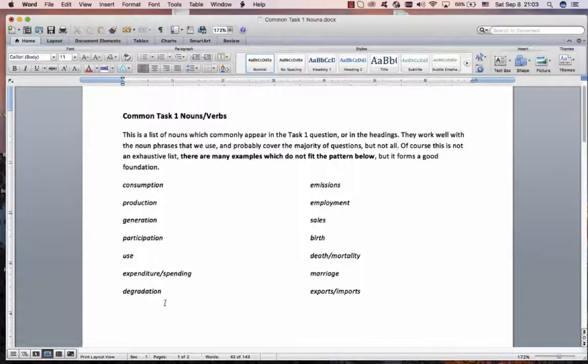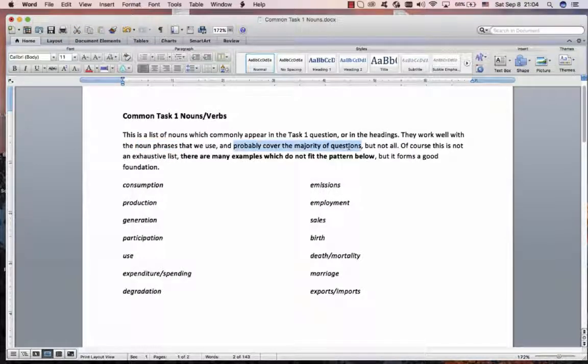This is a list of nouns that I made, which are very common in task 1. You can change these nouns into verbs. Don't worry, we're just talking about nouns for now because we're talking about the subject of the sentence. So let's see what I wrote here. This is a list of nouns which commonly appear in task 1 questions. They work well with noun phrases that we use. I'm going to talk about that today. We're going to make noun phrases for the subject of the sentence.